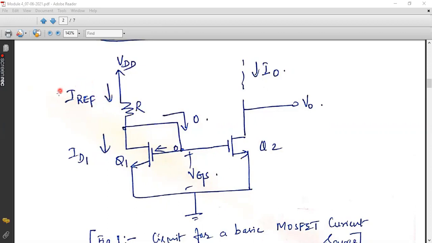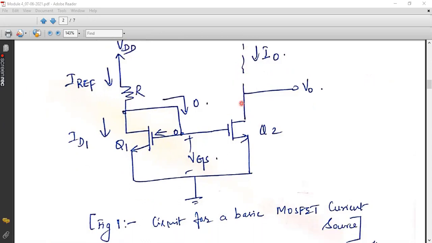Once we generate IREF, from this we can produce a required output current I0, which will be flowing through Q2. And the reason I require dotted lines here is that we will have some other additional circuits in this IC which will connect to this particular current source. I told you a current source generates the reference current, and from the reference current we generate the required output current in the respective nodes. We will have many other circuits connected to this circuitry, which is shown as a dotted line over here.